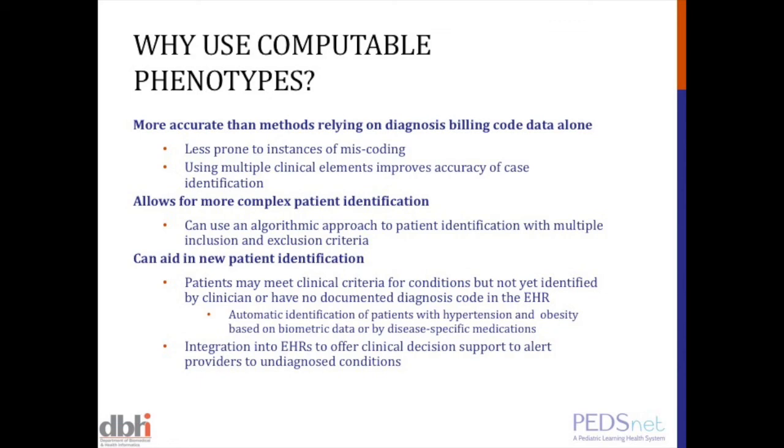You can also improve your accuracy of identifying patients by using multiple clinical elements to support your determination that this is a patient with this diagnosis. With this more complex patient identification, we can take the Boolean logic that people have provided to us and create very complex algorithms with multiple inclusion-exclusion criteria. This can also aid in new patient identification, where a patient meets the criteria based on biometric data that maybe says they have hypertension, but no one has gone to the trouble of putting it in the problem list, but oh look, the kid is also on an antihypertensive medication. I'm pretty sure they have high blood pressure.